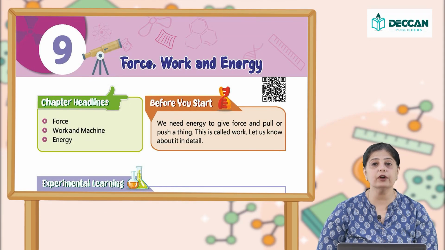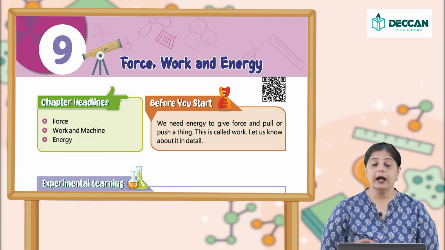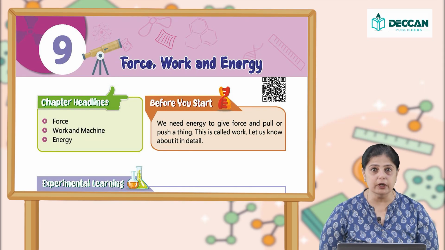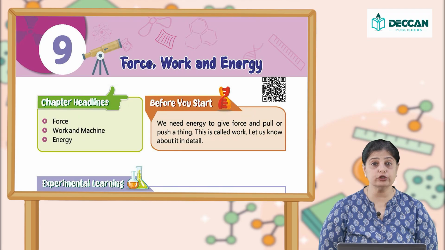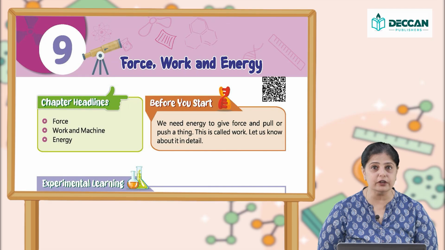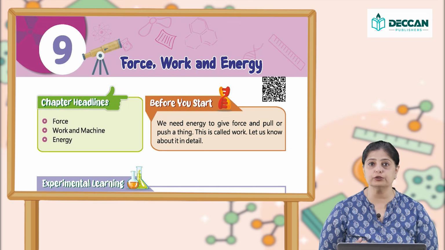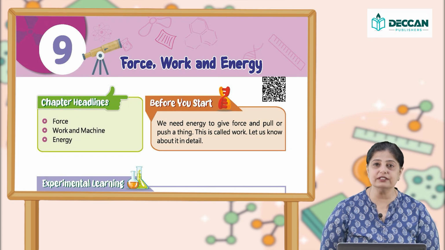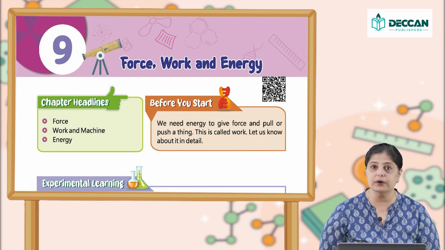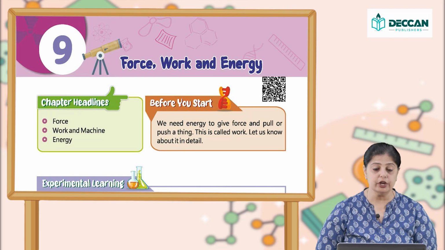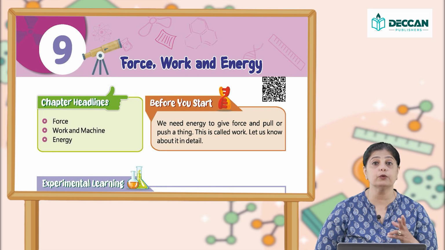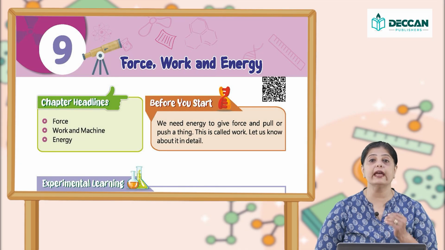So children, now we are going to talk about something by which we do our work. What is that? Sometimes in order to do something, we have to put in extra effort. Now what is that extra effort? Oh yes, that can be force. And sometimes we need to add some more energy to it. So children, we are going to talk about force, work and energy in this chapter. The chapter headline is clear: we are going to talk about force, about work and machines, how machines help us to do the work, and also about energy.